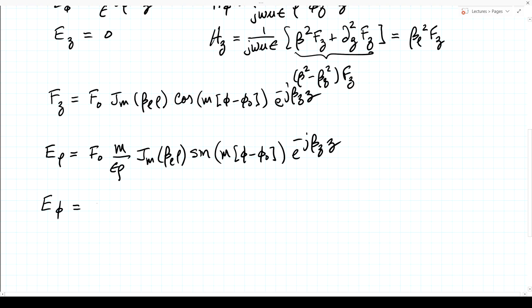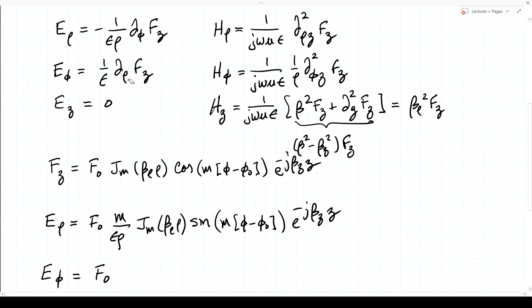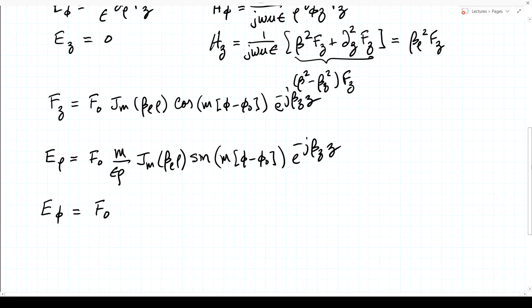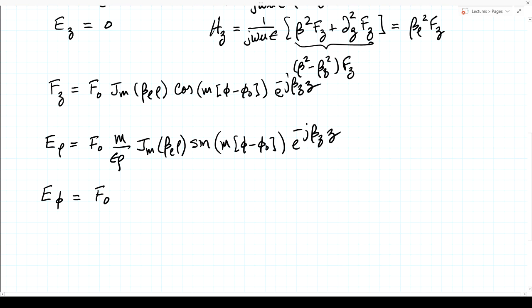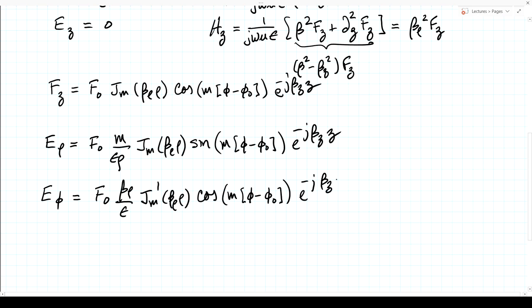For E phi, we get F0, so for E phi, we've got a rho derivative. So when we take a rho derivative, chain rule is going to bring out a factor of beta rho. And a 1 over epsilon. And then we'll have JM prime beta rho rho. And we've got no derivative in phi, so we have the cosine behavior, and our Z dependence. EZ, of course, is equal to 0.